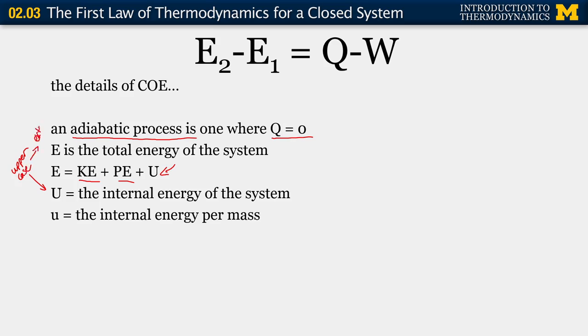That means it's an extensive property. It depends on the amount of material present. If we have a property that's been normalized by the mass, then we know that that's an intensive property. Okay. So we have the internal energy of the system on an absolute basis, on a per unit mass basis.